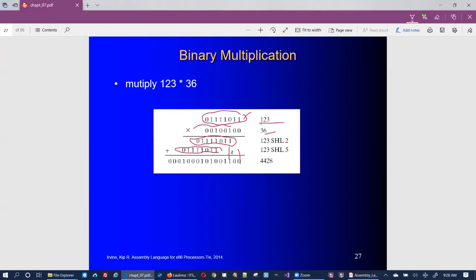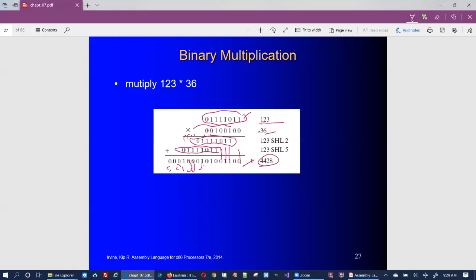0, 0, 1, carry the 1. This is 1. This is 0. 1 plus 1 is 0, carry the 1. 1 plus 1 plus 1 is 1, carry the 1. 1 plus 1 is 0, carry the 1. 1 plus 1 plus 1 is 1, 11, carry the 1. 0, carry the 1. 0, carry the 1. 0, carry the 1. 1, 0, 0, 0, and that's the result. You convert that back to decimal and you end up with this.